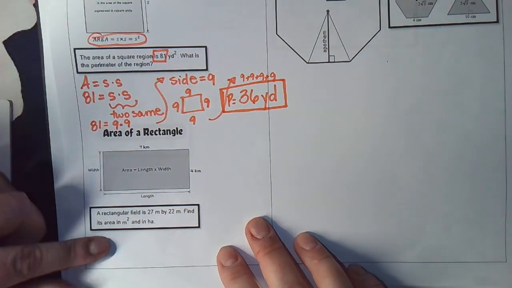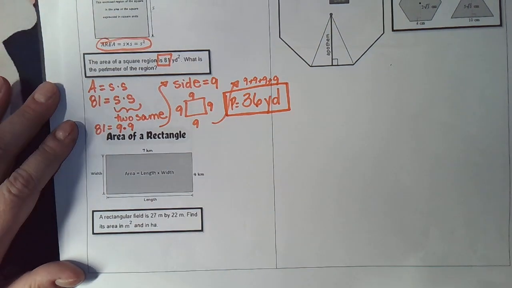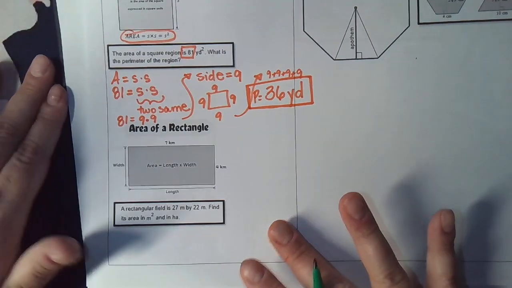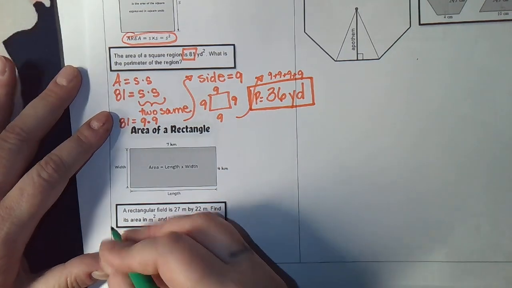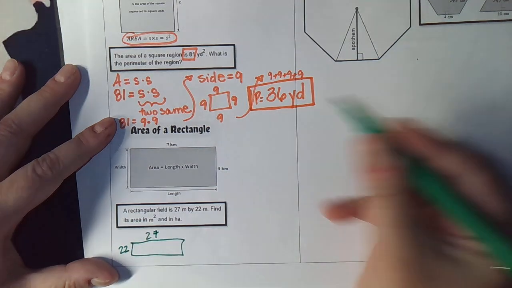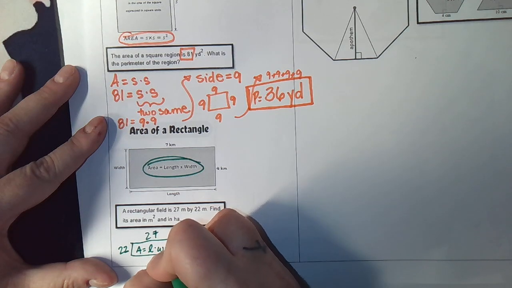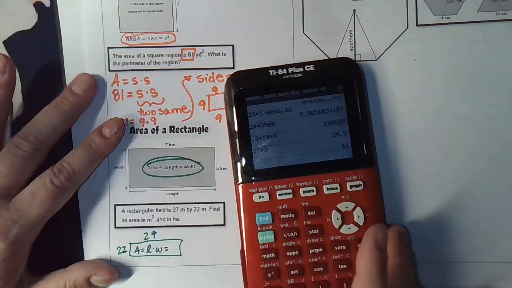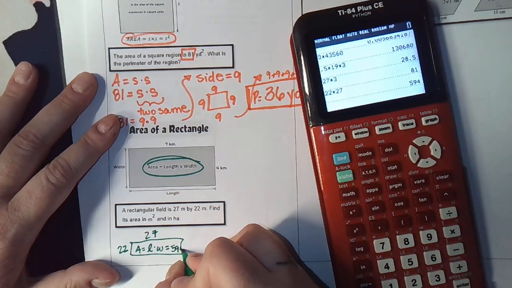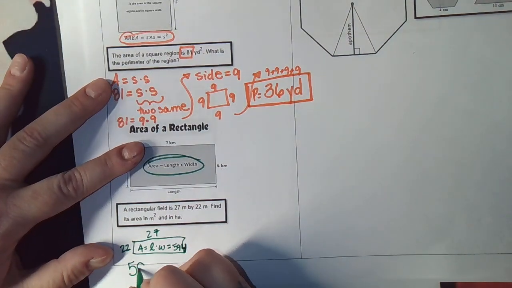Okay, let's go to this rectangle. It says a rectangular field is 27 by 22 meters. Find its area in meters squared and in HA. That means hectares. Okay, well, let's do this. Our rectangle is 27 and 22. We know the area is length times width. So 22 times 27 is 594. Okay, so when I did my length times width, I got 594.